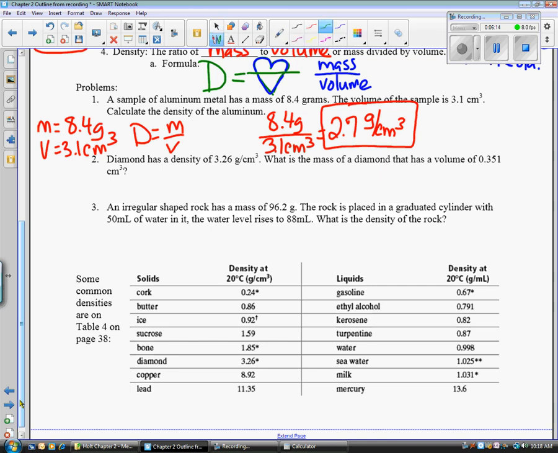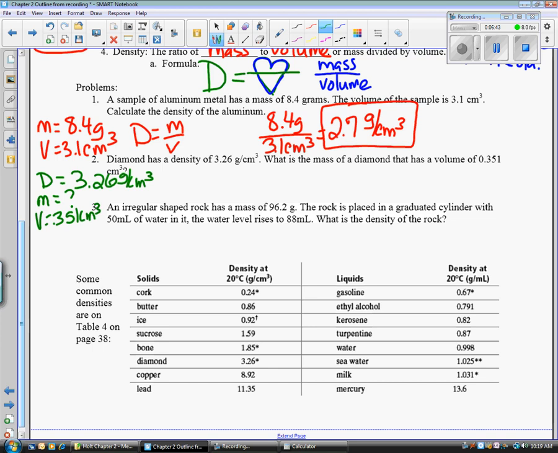Let's see if we can do the second one. Now, if you want, you can pause the video here, try it on your own, and then come back and check it. Or if you want to look at what I just did again, rewind and watch it again. I'm doing number 2. Diamond has a density of 3.26, so density equals 3.26 grams per centimeter cubed. What's the mass? Oh, mass here is our question, so it's a little different than the first one. The volume is 0.351.